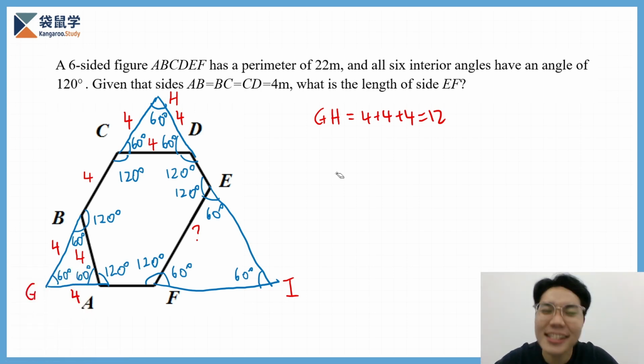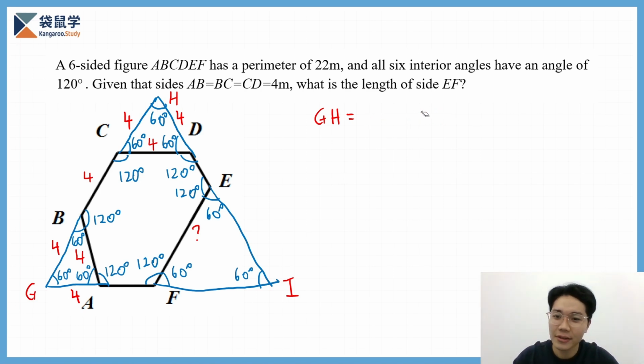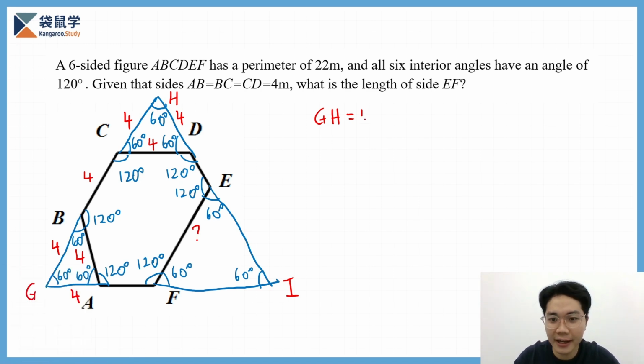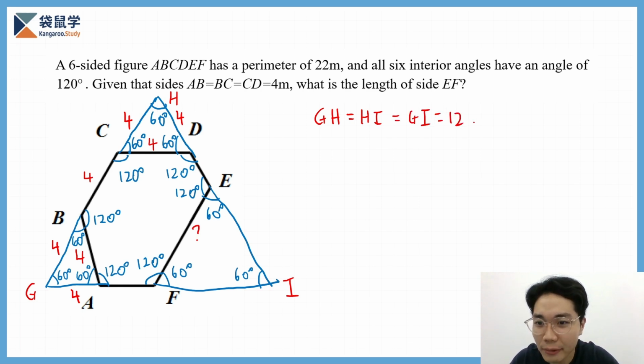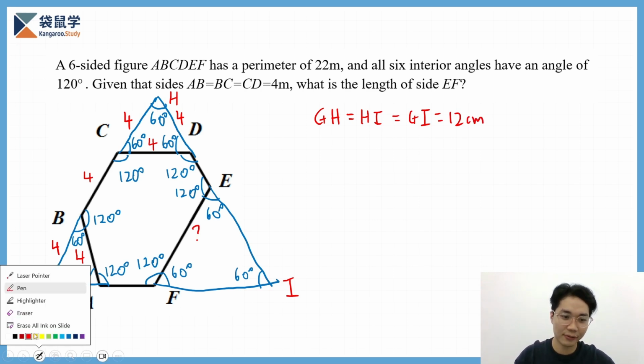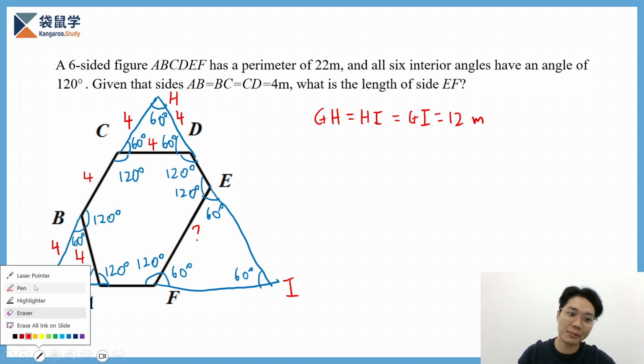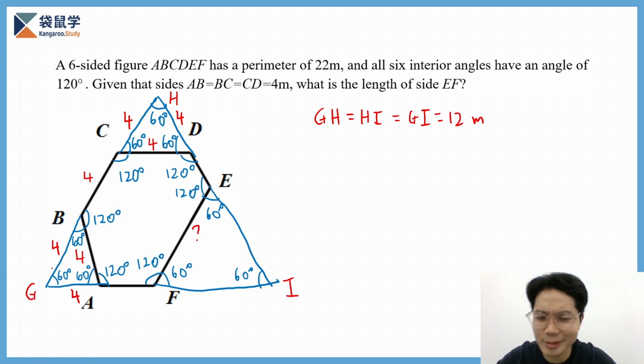So what can I say about the other sides? They are the same. So not only GH, but even HI and even GI, they are all 12 meters. So now that we know that they are 12 meters, looks like we're getting one step closer. Great. But we still have to find EF.